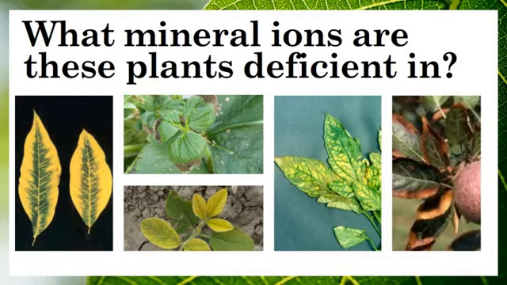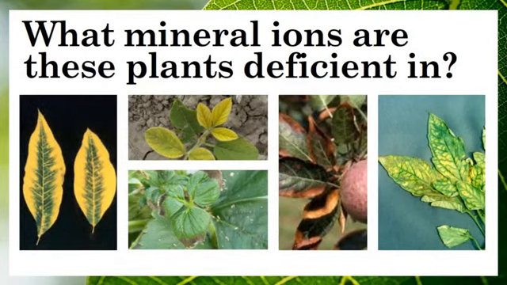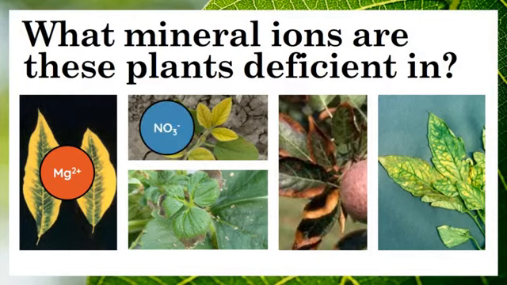So let's look through. Our first picture, where again we've got all of this yellowing around the edges and it's not looking particularly happy, this is showing that magnesium ion deficiency. Next up, we have a plant where the leaves look a normal shape, apart from they're very small and very yellow. This shows we have a deficiency of nitrates or nitrogen. On this picture here, we've got plenty of green apart from the very tips and edges of the leaves, which are necrotic, they're dying. That shows that we have a calcium ion deficiency.